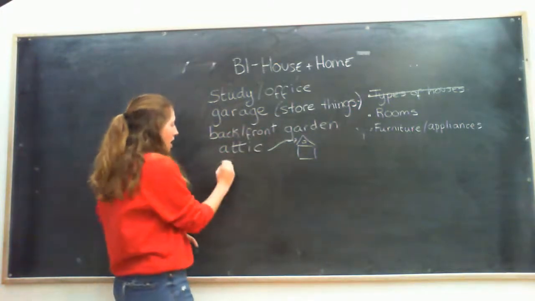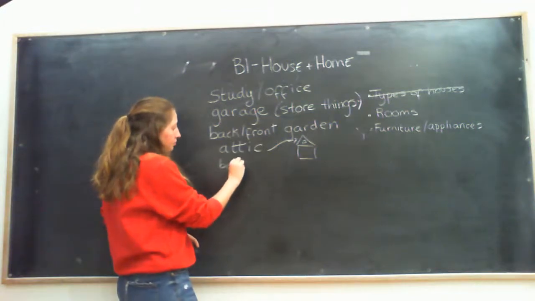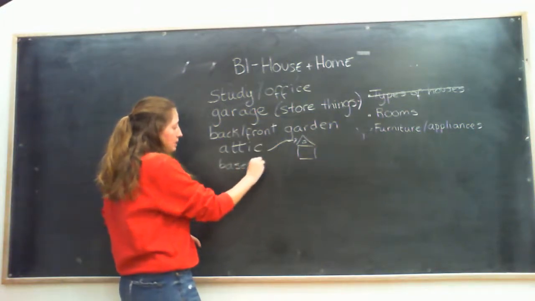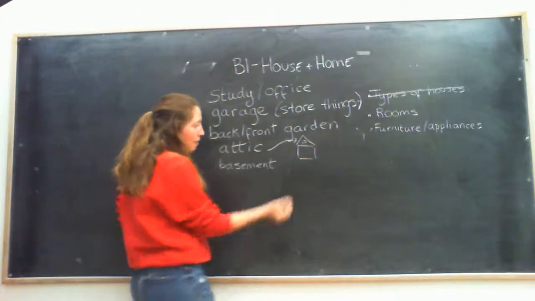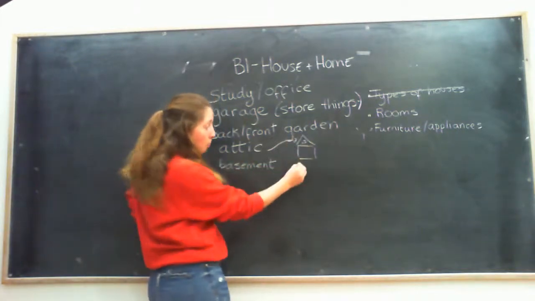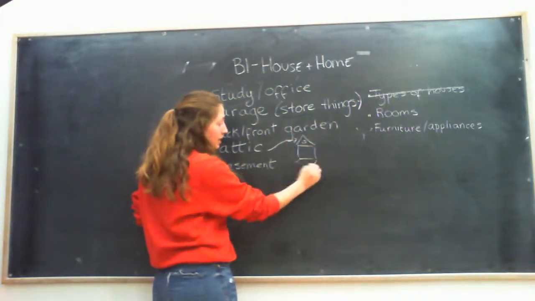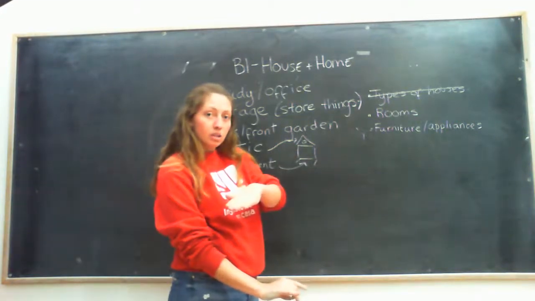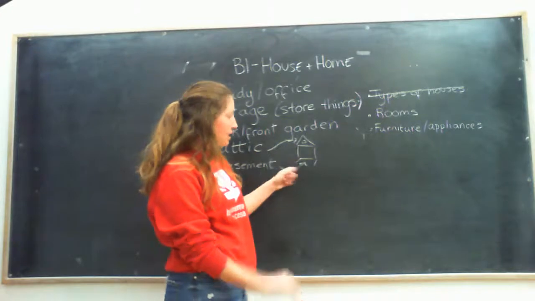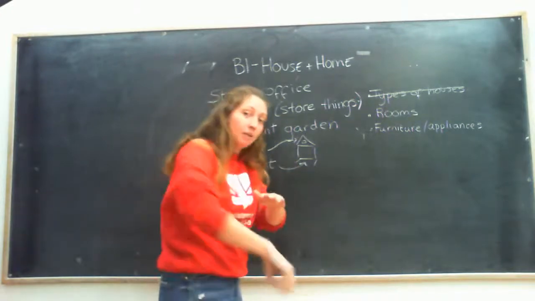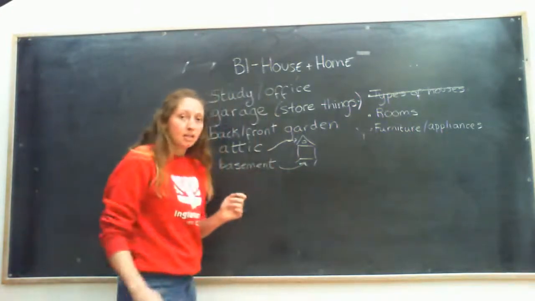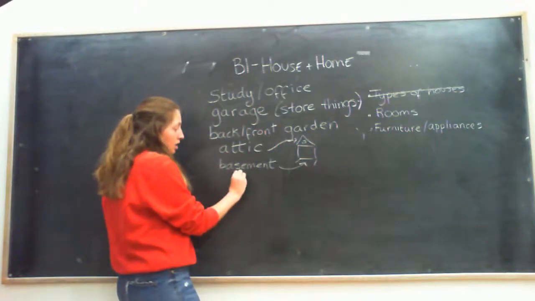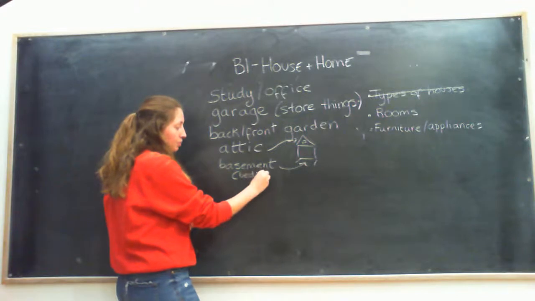Okay. We then have a basement. Now, a basement is the opposite of an attic because it is underground. So you have the downstairs, the upstairs, and underneath, you might go down again. You have a basement. Now, a basement is normally for sleeping. It's normally like a bedroom.